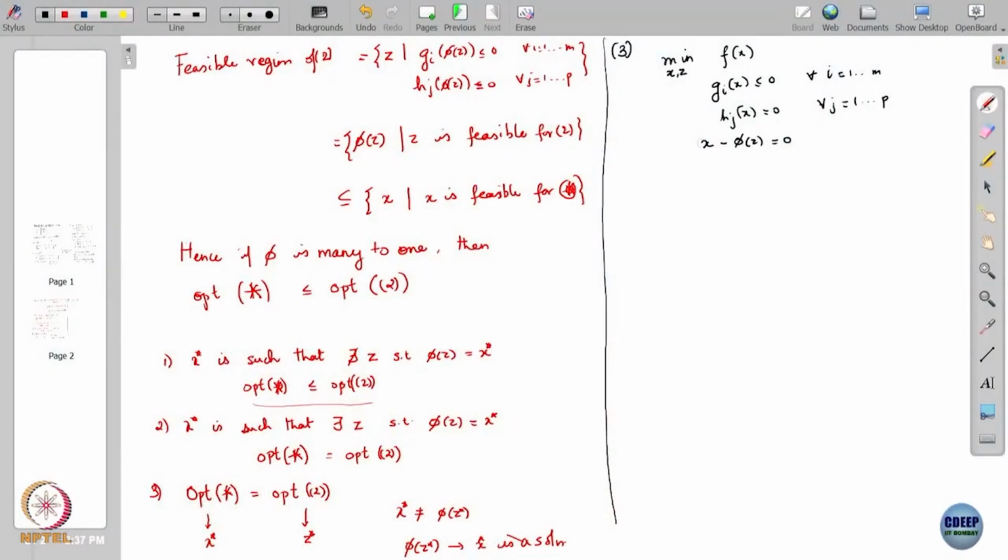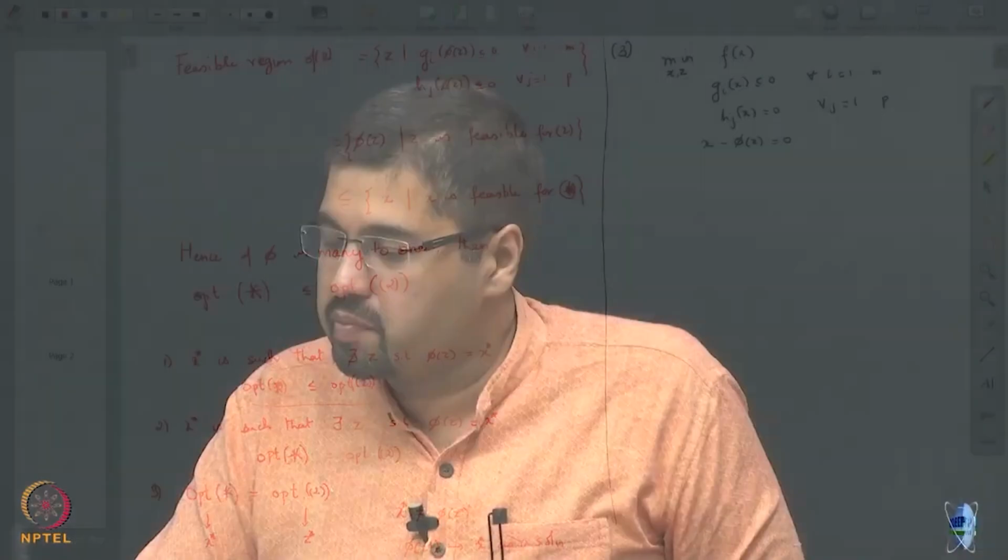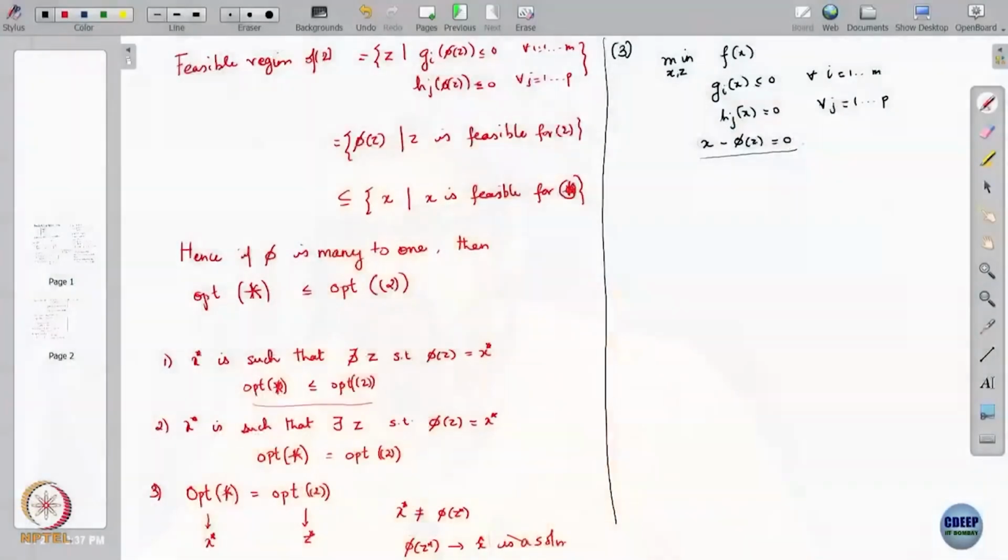As x varies, z will also vary, but my additional constraint here, x equal to phi of z, ensures that I am searching only over those x's for which there is a corresponding z. This automatically constrains my problem star to search only over those x's for which there is a corresponding z, and this therefore becomes equivalent to problem 2. Is this clear?